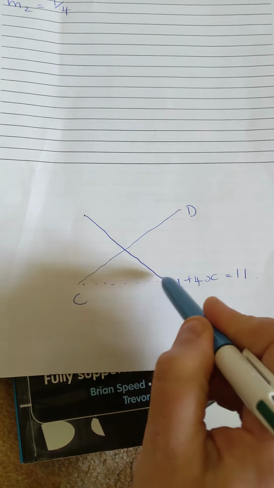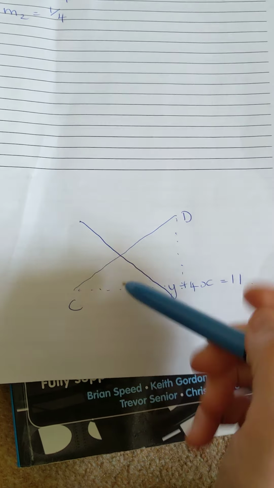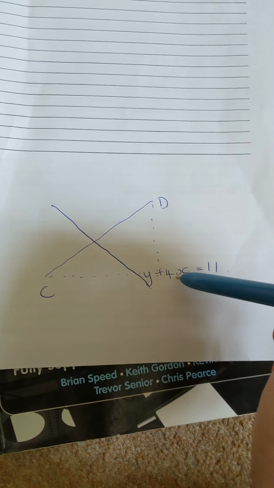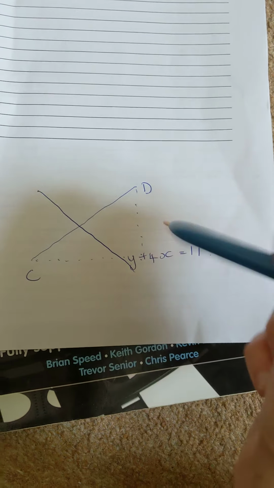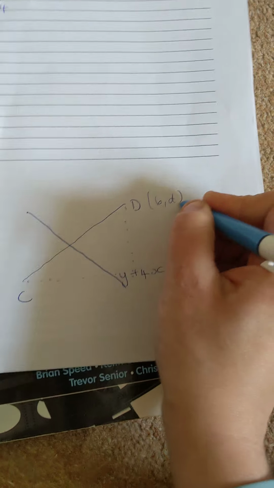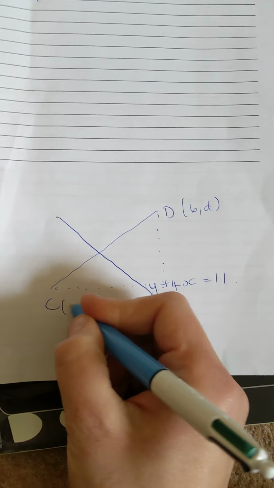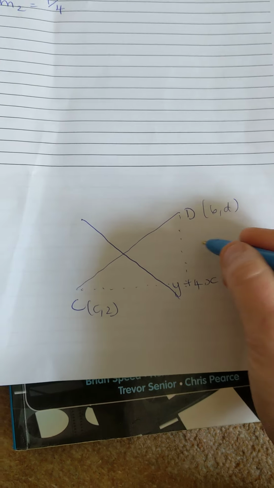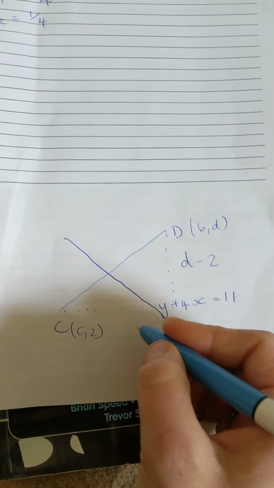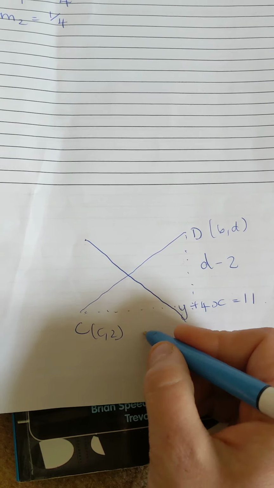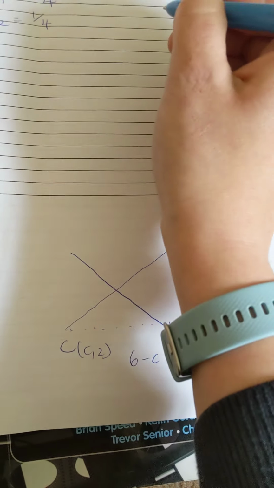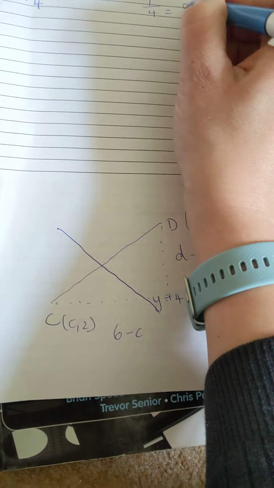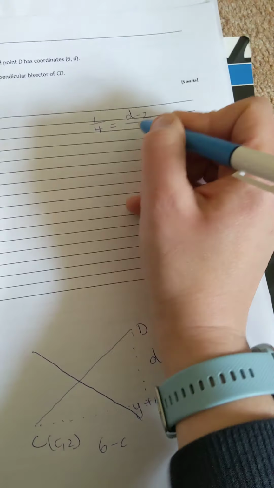Now, the gradient of the line CD is going to be difference in y's over difference in x's. The coordinates of this are 6, D and the coordinates of the other one are C, 2. So we get the difference in y's to be D minus 2 and the difference in x's to be 6 minus C. So the gradient, which is a quarter, is equal to (D minus 2) over (6 minus C).